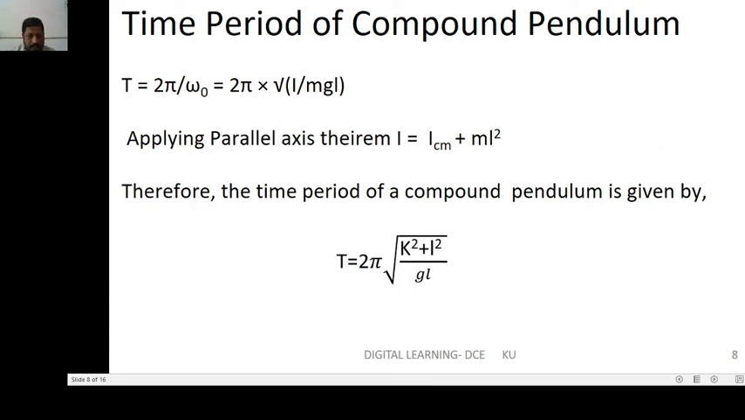Applying the parallel axis theorem, I equals I center of mass plus m into L square. On simplification again, we will get T equals 2 pi into square root of (k square plus L square) divided by gL, which is the expression for the time period of the compound pendulum.